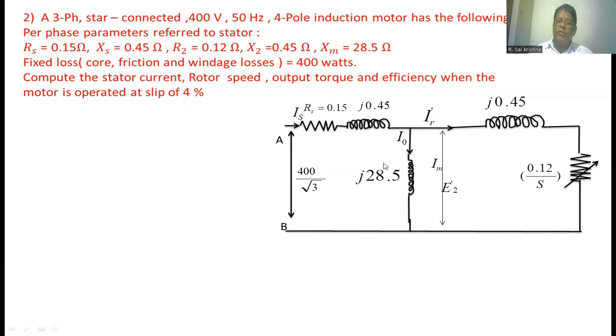All those parameters we inserted in this equivalent circuit. This is the stator resistance. This is the stator leakage reactance. This is the rotor leakage reactance. This is the R2 dash by S. This is the magnetization reactance. This is the per phase voltage.